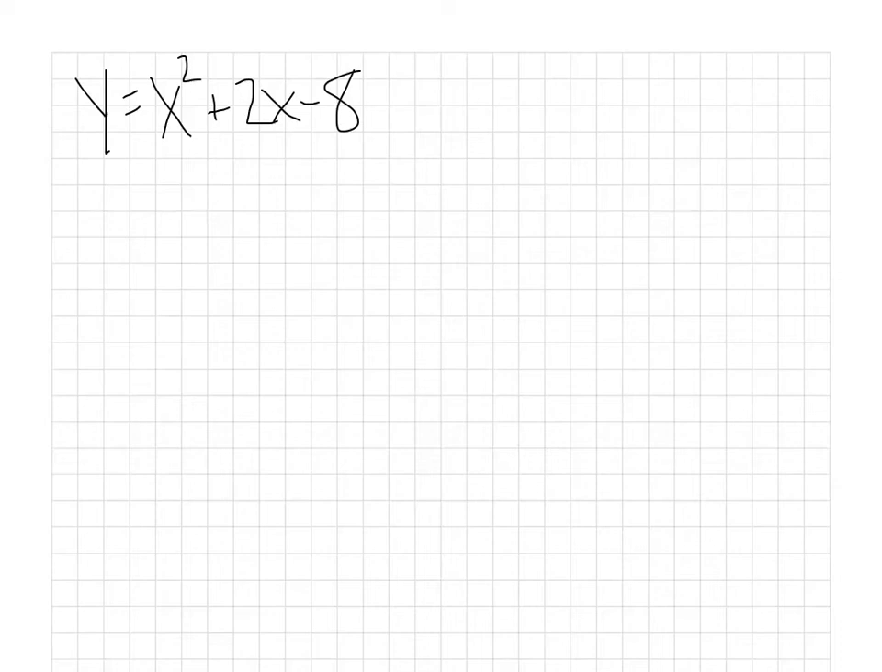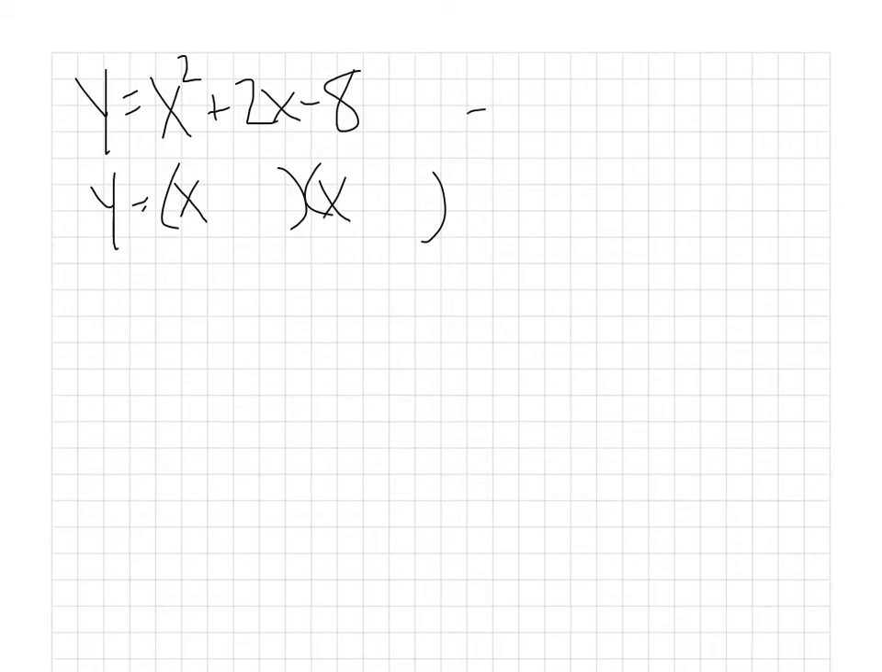Okay, so we're going to try to graph this parabola here using what we know as of May 1st, which is the zero product property and factoring. So my first step on this is going to be to factor it. I know that these values are going to be x.